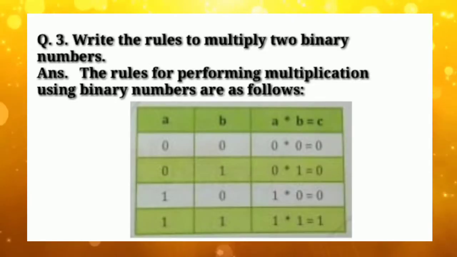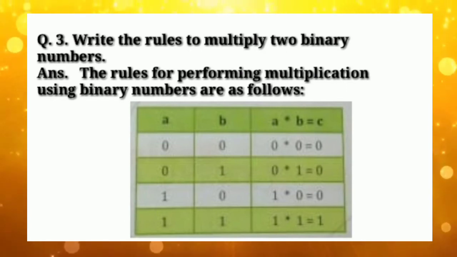See question number 3. Write the rules to multiply two binary numbers. So answer is the rules for performing multiplication using binary numbers are as follows. You have to make this table A, B, A into B equals to C. When A is 0, B is 0, so 0 into 0 equals to 0. When A is 0, B is 1, 0 into 1 equals to 0. When A is 1, B is 0, 1 into 0 equals to 0. And when A is 1 and B is also 1, then 1 into 1 equals to 1.